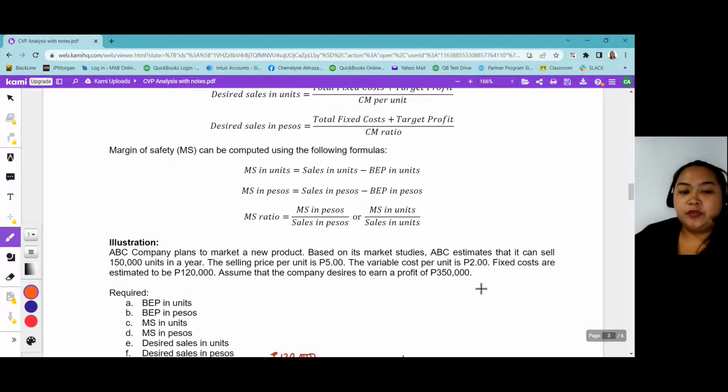Pag sinabi nating margin of safety, ito yung amount na pwede mong babaan yung sales in units mo bago ka at a point na hindi ka mag-incur ng loss. Okay? So your MS or margin of safety in units is equals your sales in units less your break-even point. Okay? And then your MS in pesos is your sales in pesos less your break-even point in pesos. Okay? Your MS ratio is your MS in pesos divided by sales in pesos, or pwede din namang MS in units divided by sales in units.